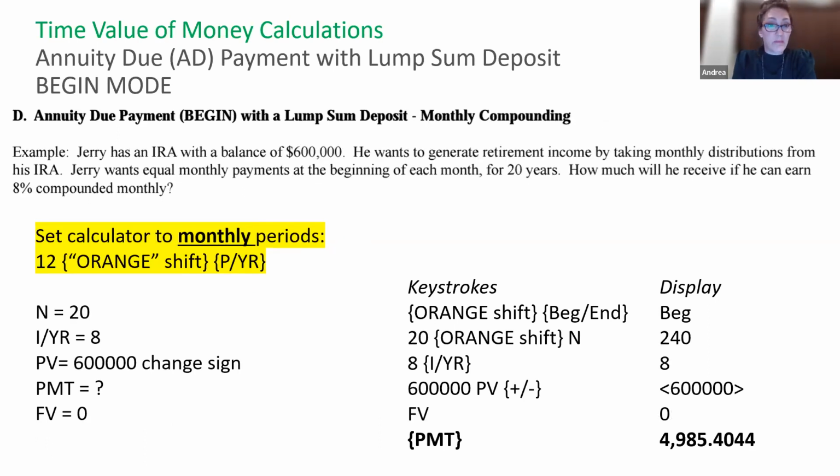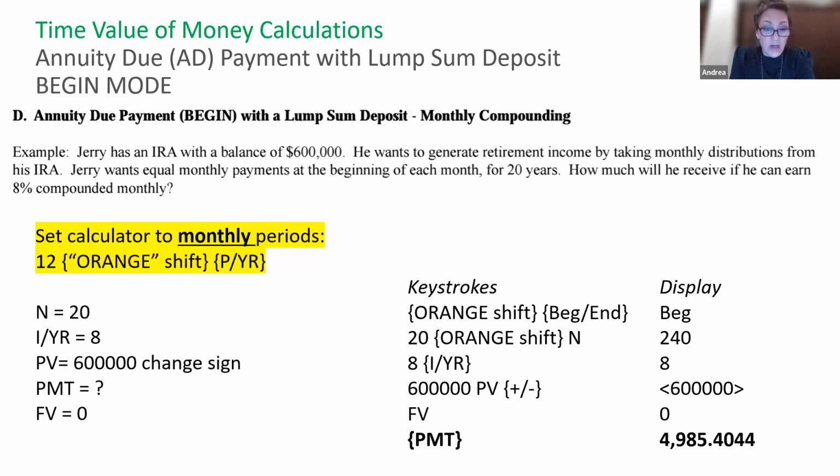Let's look at a monthly compounding here. So we have Jerry has an IRA with a balance of $600,000, and he wants to generate retirement income by taking monthly distributions from his IRA. He wants equal monthly payments at the beginning of each month for 20 years. How much will he receive if he earns 8% compounded monthly?